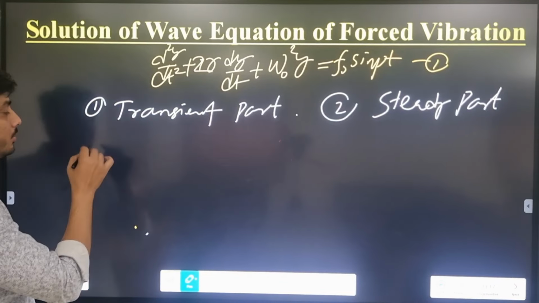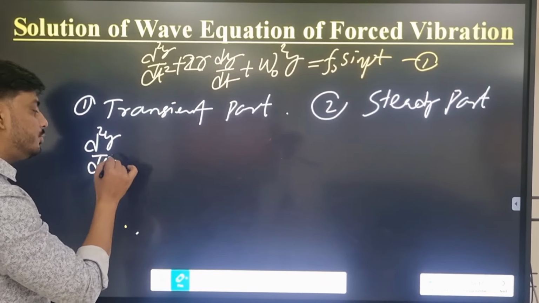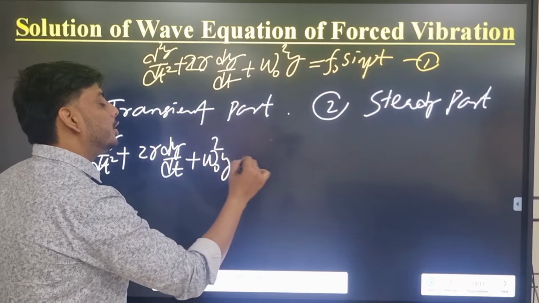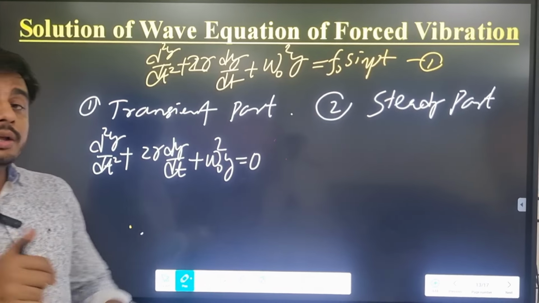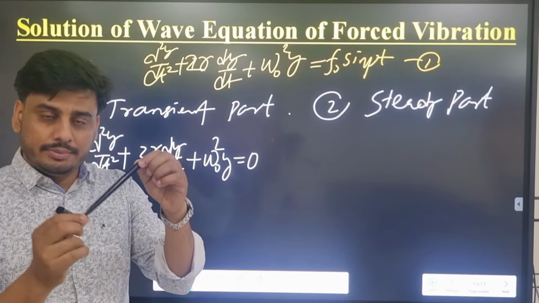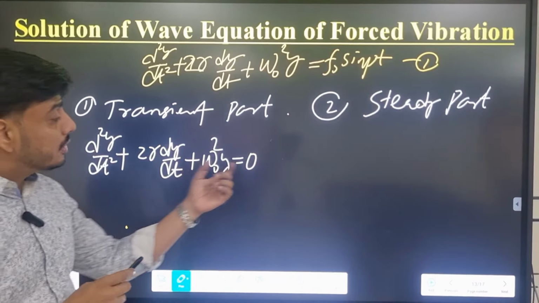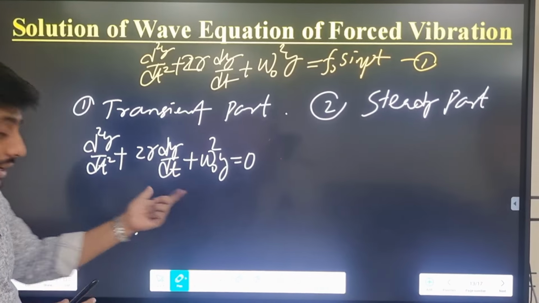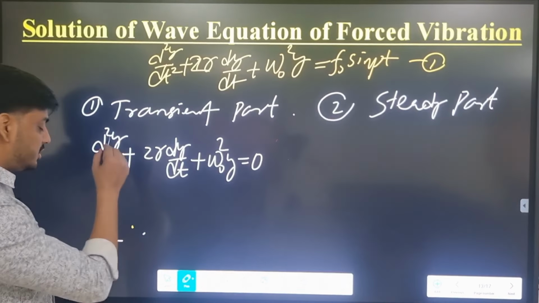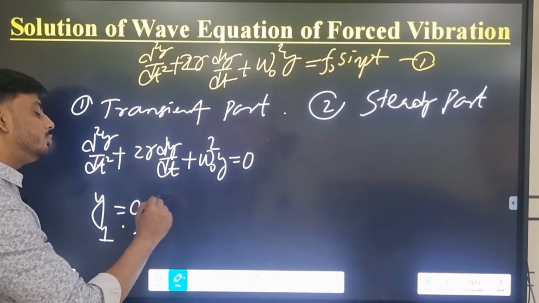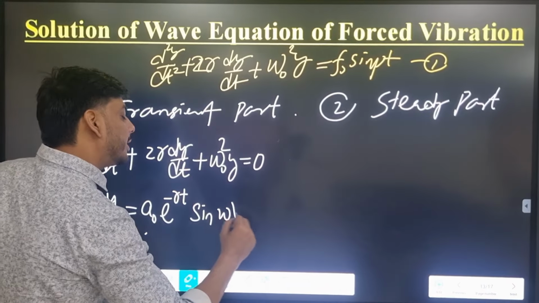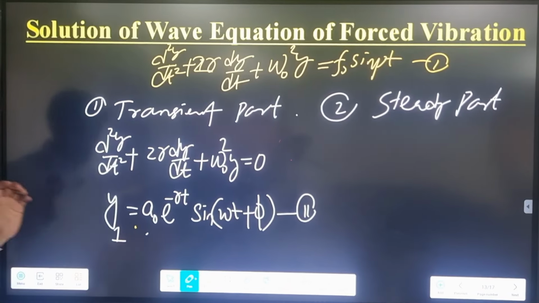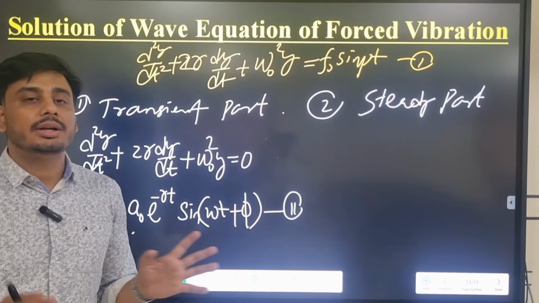So this transient part is due to the equation d square y by dt square plus 2r dy by dt plus omega naught square y equal to 0. Because, as I already told you, before the external force is given, the body vibrates for a fraction of second. When the external force is absent, that part is nothing but the damping case. You must remember the damping wave equation, and its solution, let us call it the first part, y1 equal to a naught e to the power minus rt sine omega t plus phi. Let it be equation number 2.